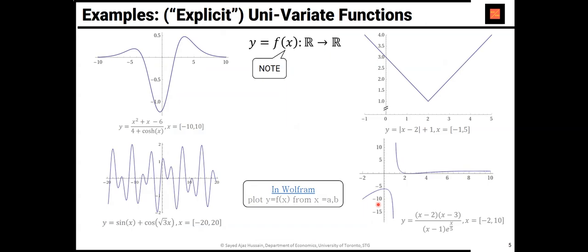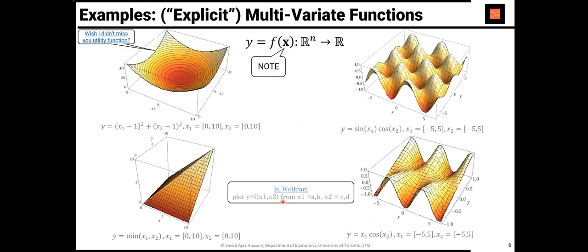Here are some examples of explicit univariate functions, one x going to one y. You can look at them at your own leisure, but you'll notice again one x, one y. And here's the syntax for plotting functions in Wolfram. Here are some examples of multivariate functions. Of course we can only visualize at most 3 dimensions, so you have x1, x2 as your x's and your y on the z-axis.